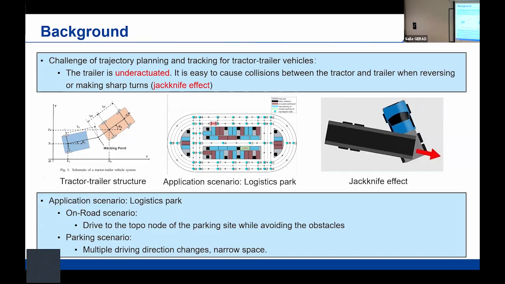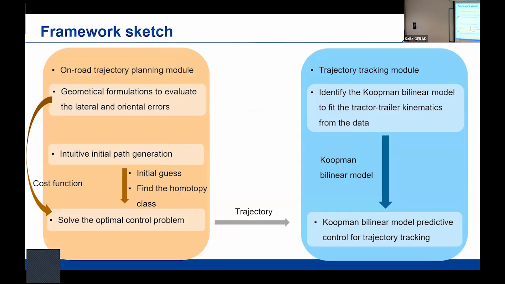So the application scenario is in a logistics park. On the road, we are trying to drive along the topology nodes of the park sites while avoiding obstacles. In the parking scenarios, it's trying to dock to its place at the warehouse, with direction changes in narrow spaces.